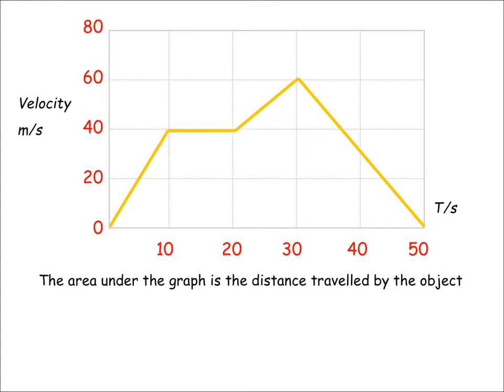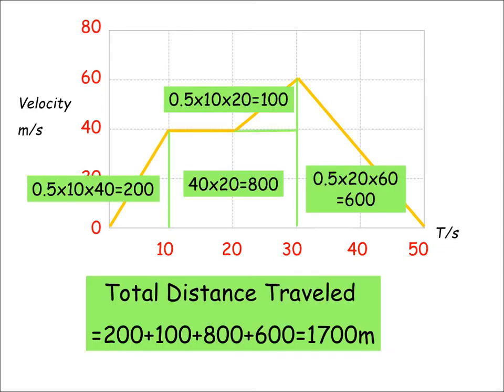But the real beauty is that we can divide the area under the graph into sections, find its area in terms of the units on the axes, not in terms of the number of squares, but in terms of the distance on the bottom times the velocity going up the y-axis. We can find those distances and they will give us the distance travelled by the object during this period of its transit.